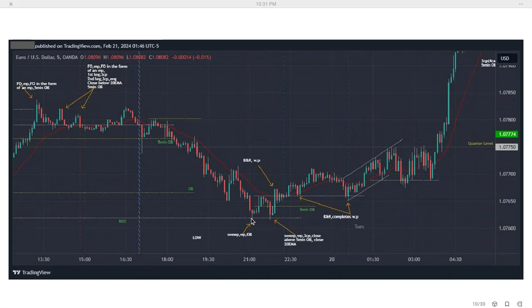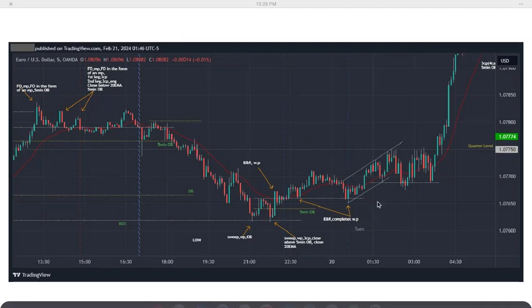We have a sweep W pattern in the order block area. This is the first leg. The second leg, we have a sweep again, W pattern, 3 candle pattern, and then we have this price action happening also in the order block area, and price closing above the 20 EMA and also closing above the 5-minute order block. We now have a shift from a bearish bias onto a bullish bias.